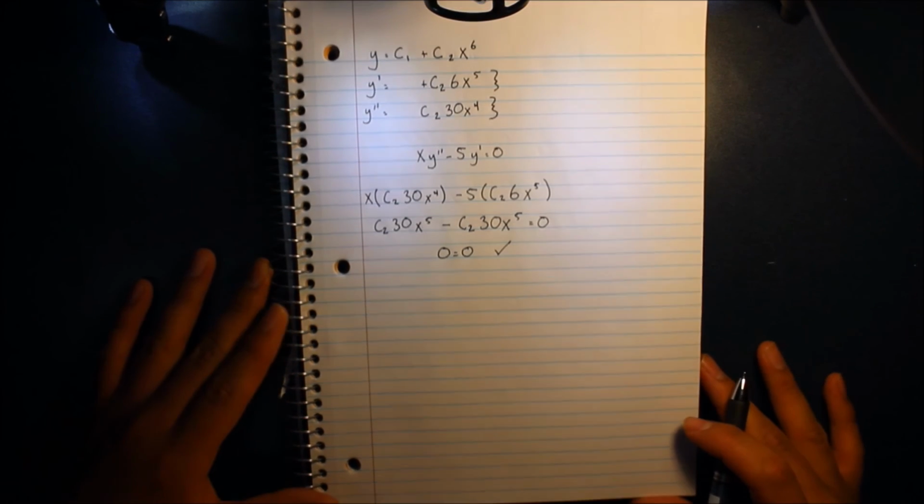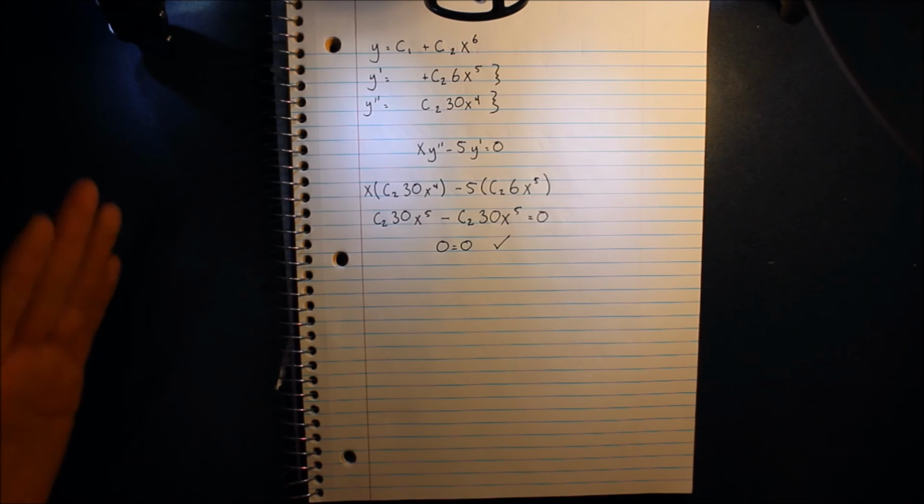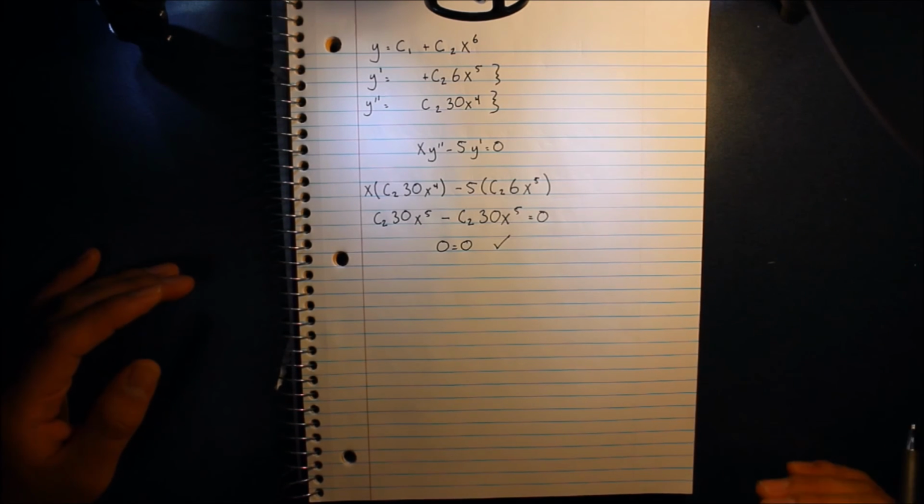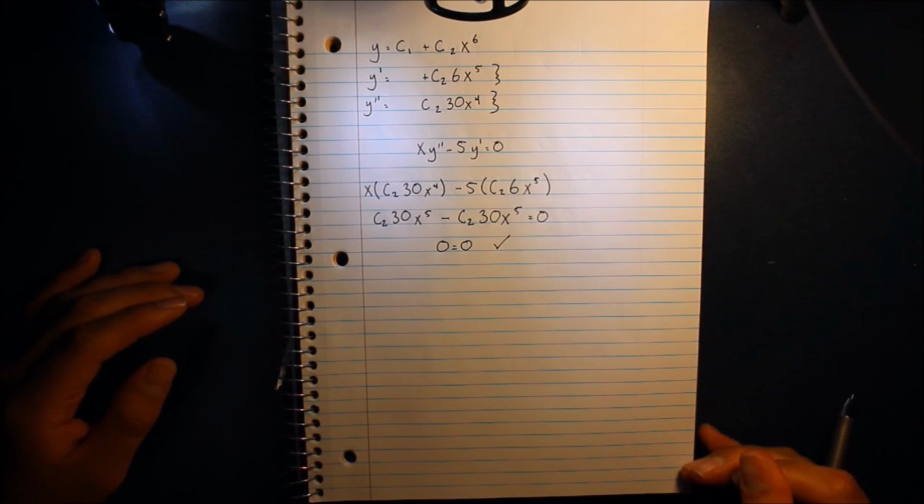So that's what you would have to do if you didn't know the answer, you would just pretty much have to pick and choose and make sure you get a 0.